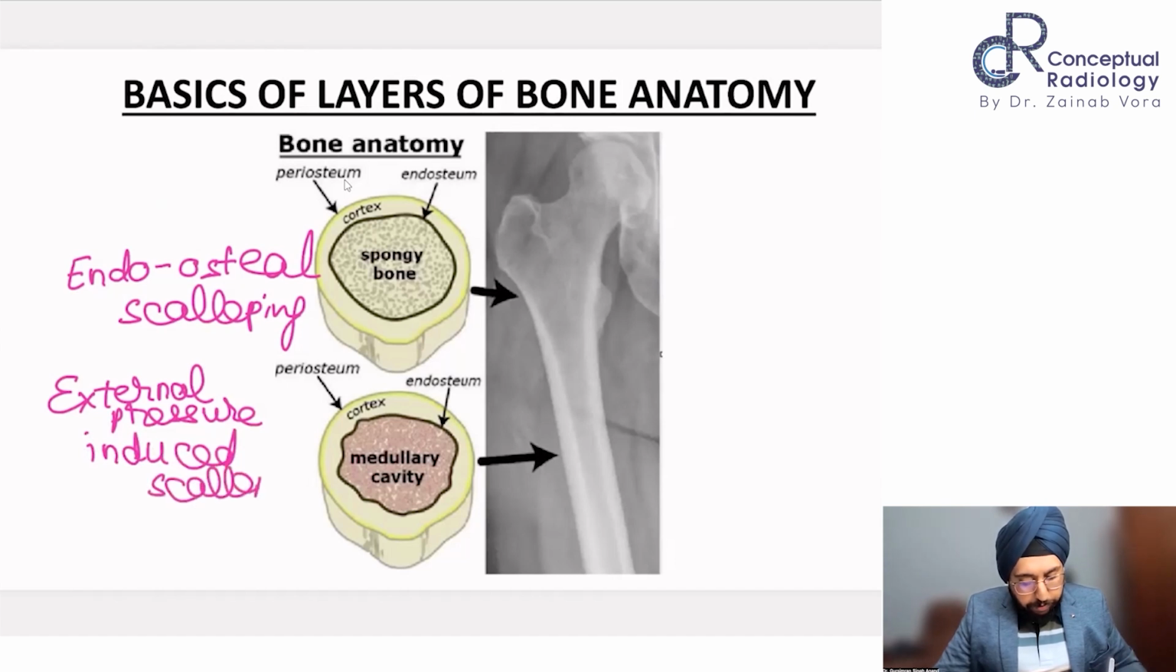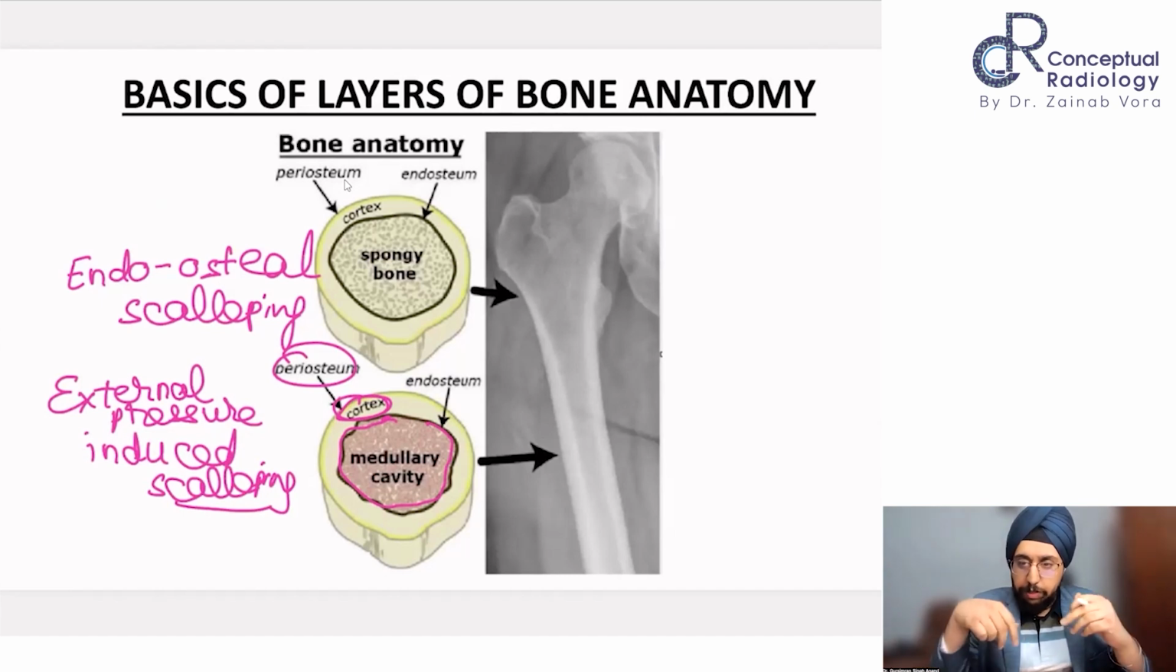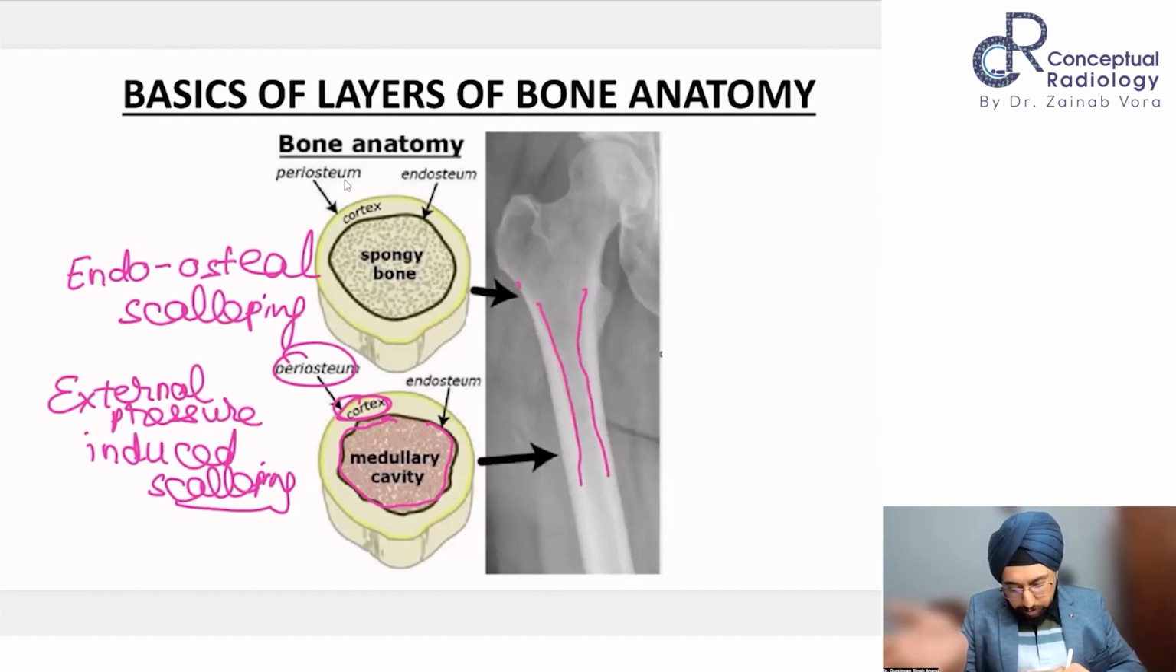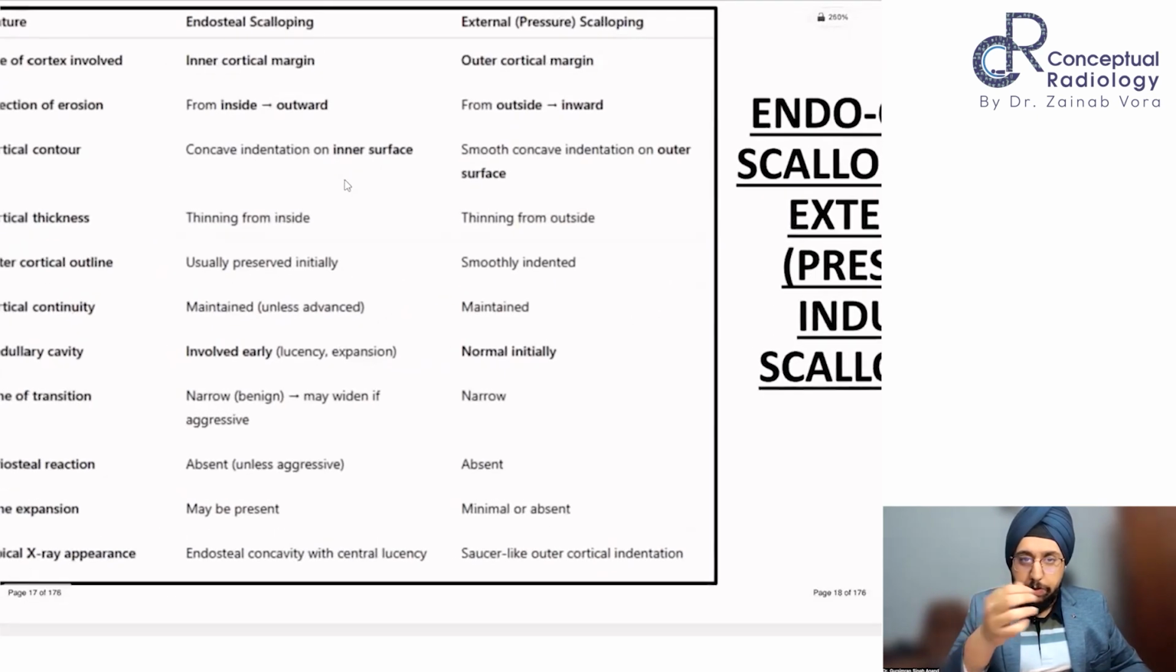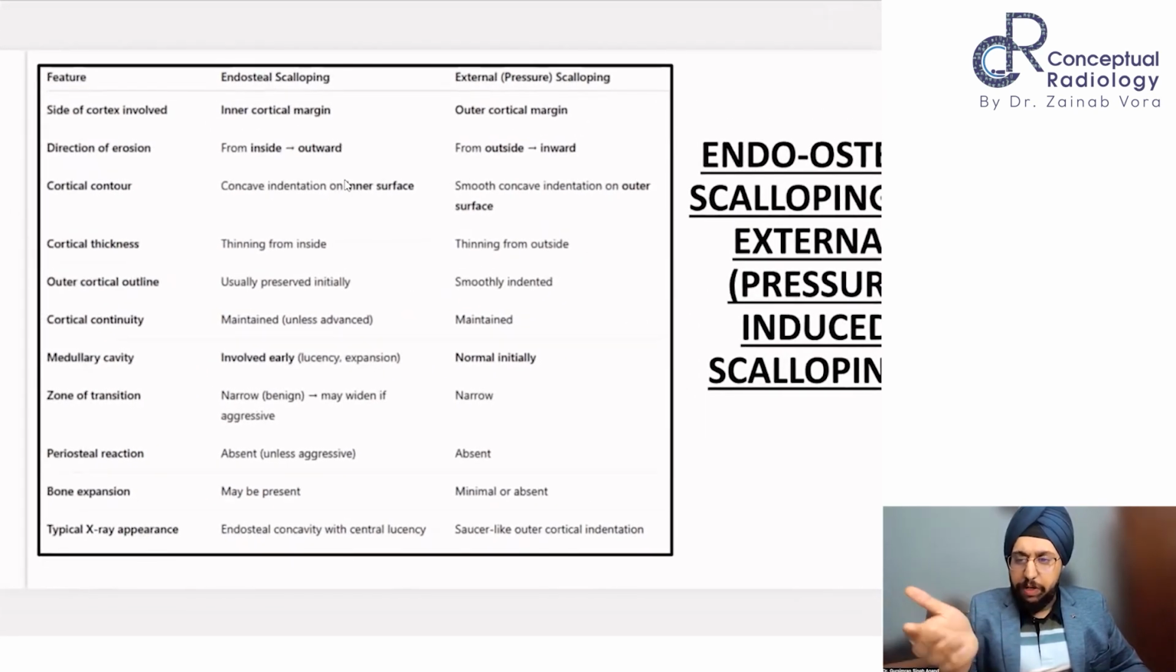So this is just very basic. The inner lining we call the endosteum, the outer lining we call the periosteum, and in between we have the cortex. The cortex is maximally thickened at the shafts, and thins out at the heads and bases if you're talking about the phalanges. If you're talking about the long bones, it again thins out like this. So this is the normally thickened cortex at the shaft. It normally thins out at the proximal and distal ends, or you can say at the articular end. I suppose you now know the difference between endosteal scalloping and external scalloping.